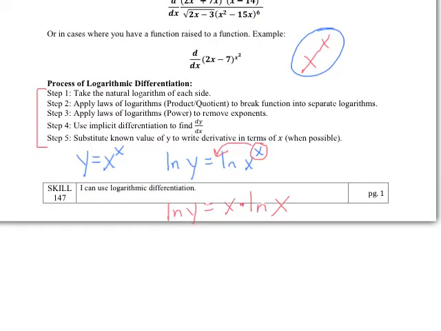Step 4 says use implicit differentiation. So when we take the derivative of the left side, we get 1 over y dy dx. And when we take the derivative of the right side, we actually have to apply the product rule. The product rule tells us the derivative of the first times the second plus the first times the derivative of the second.